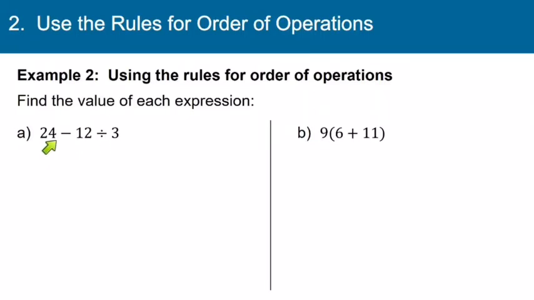So looking at a problem like 24 minus 12 divided by 3. First I have to decide whether I'm going to do subtraction or division first. So I remember PEMDAS says multiplication and division come first, and then addition and subtraction. So I decide to do this division first. I'm going to underline it, and now I know that 12 divided by 3 is 4. So on the next line, I'll write 24 minus 4. And then we can just do the subtraction. 24 minus 4 is 20.